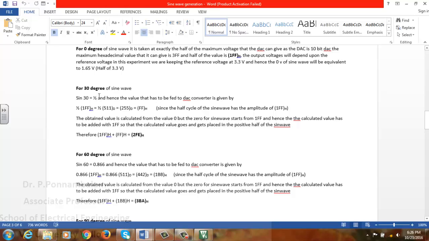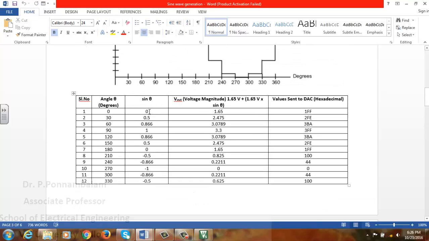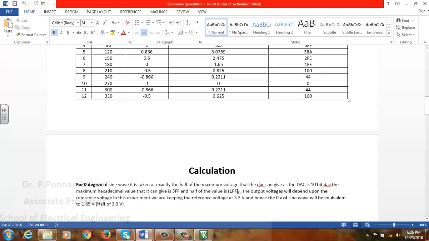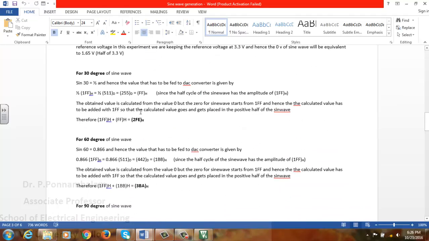So we need to find out its equivalent value. To do that, we'll be multiplying it with 1FF. 1FF is the equivalent of from here to here in hexadecimal. As I've already told you, from here to here it is 1FF, and again from here to here it is 1FF. So adding together, it gives you 3FF in hexadecimal.